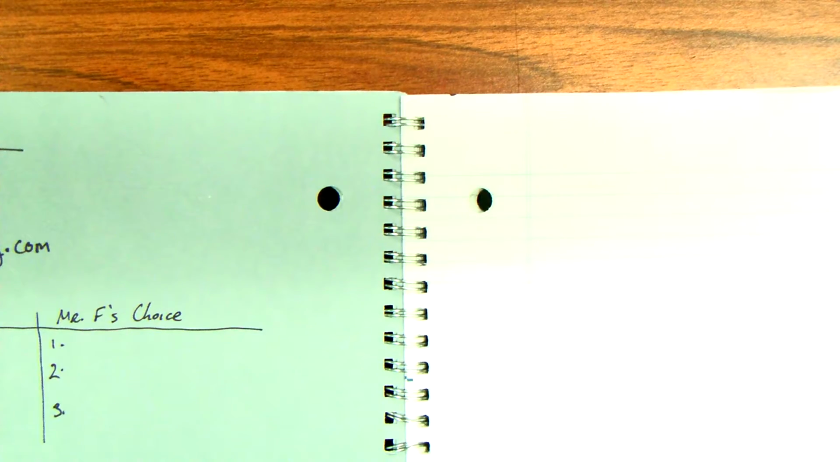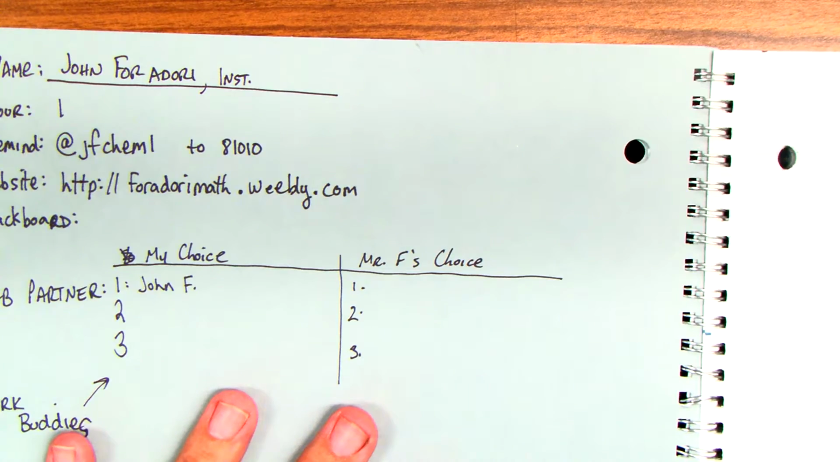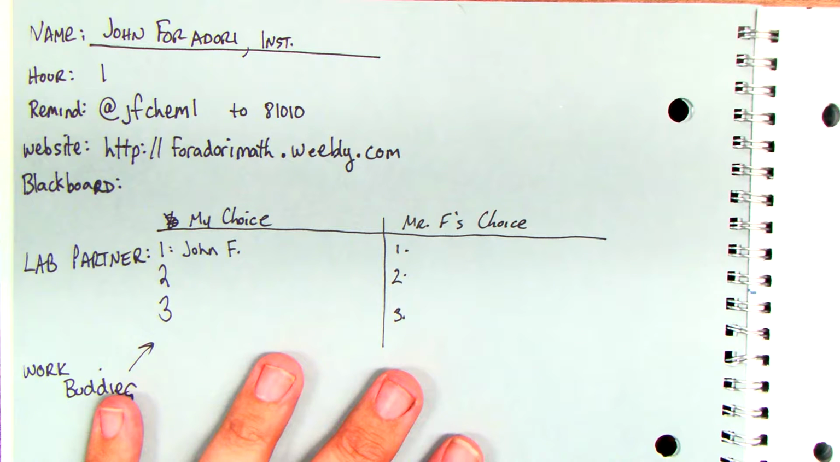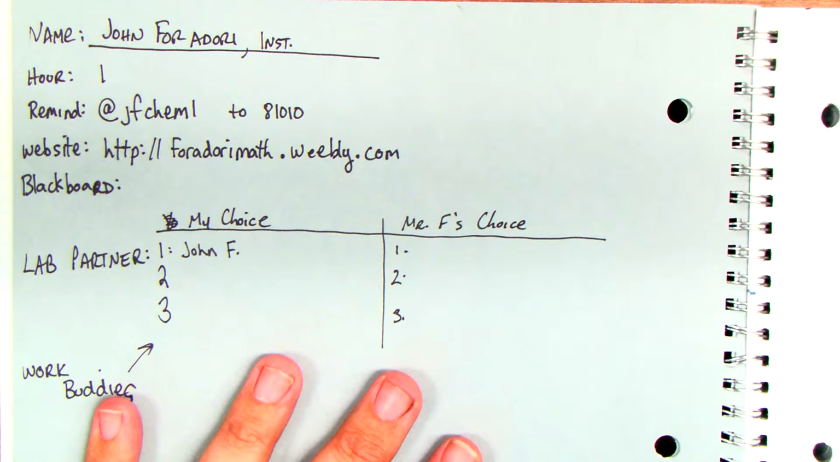The inside of your front cover is going to be all sorts of what we call demographic information. Your name, lab partners, all that kind of fun stuff. Up in the corner, you might want to put seat number.